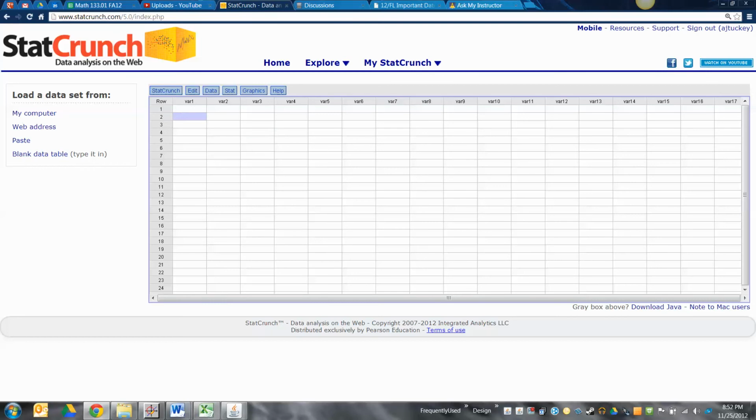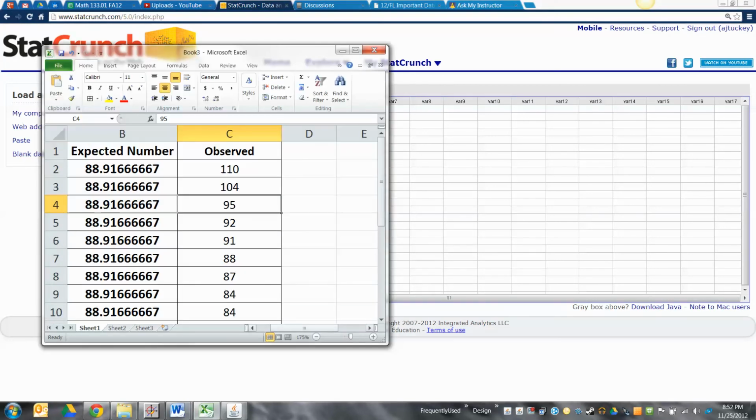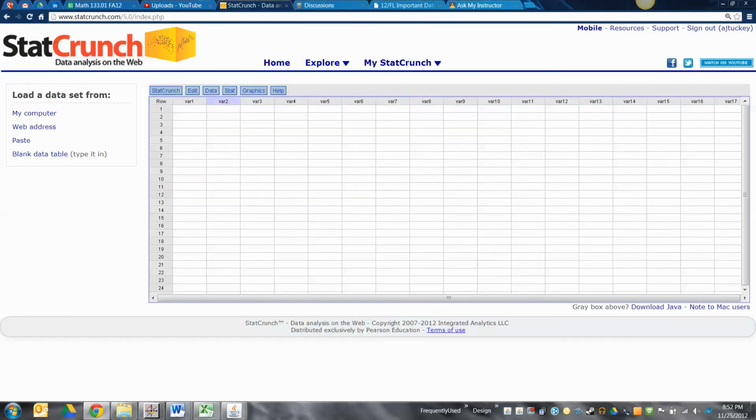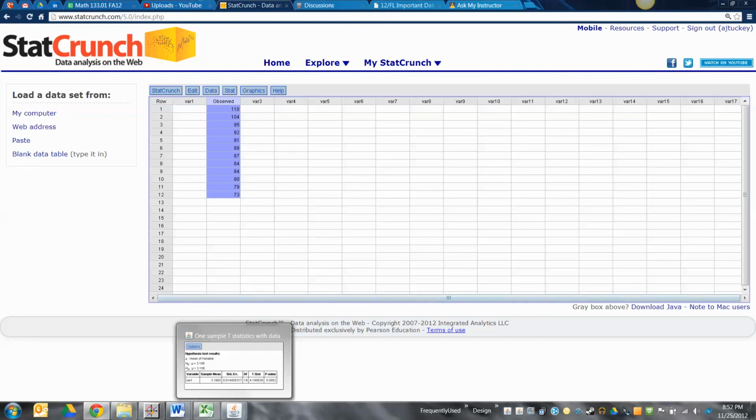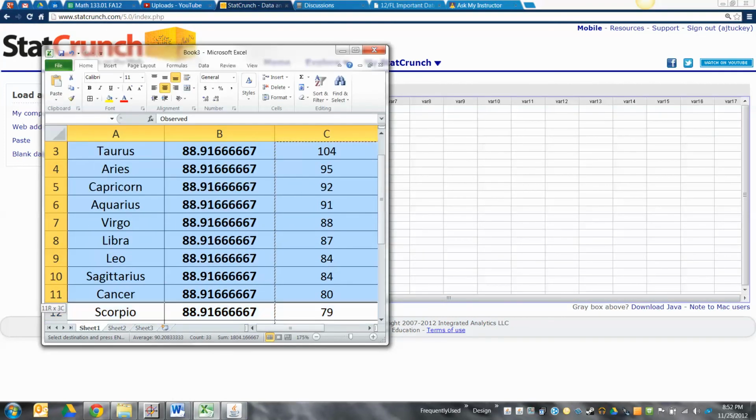There we go. Okay, so I'm going to take this lovely data in here. And honestly, I really only need the observed, but that's all right. I'll put observed right here. At least I think I do. Maybe I need the expected too. You know what? Let me take the whole thing, just for the fun of it.